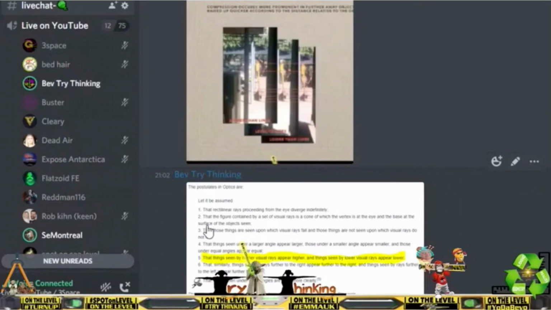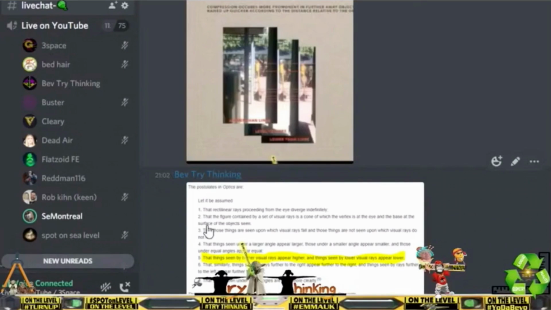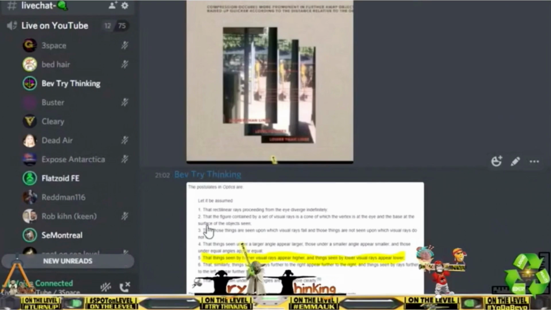The figure contained by a set of visual rays is a cone of which the vertex is at the eye and the base at the surface of the object seen. And that's so elegantly put. And I highlighted that one. That things seen by higher visual rays appear higher, and things seen by lower visual rays appear lower. And that things seen under more angles are seen more clearly.